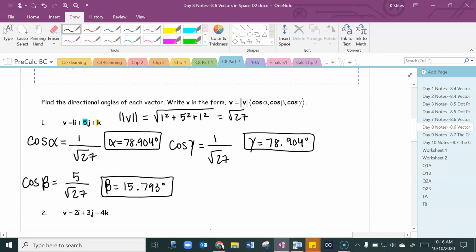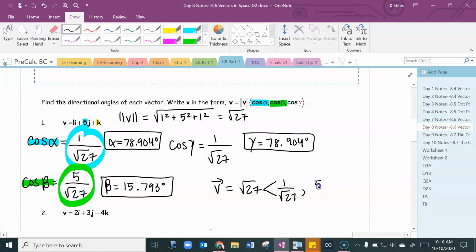Now we're going to write v in the form v equals magnitude times cosine alpha, cosine beta, cosine gamma. Take a look, this is actually pretty cool. The magnitude of v is root 27. Cosine of alpha is just this, 1 over root 27. Cosine of beta is just that, 5 over root 27. And cosine of gamma is just that, 1 over root 27.